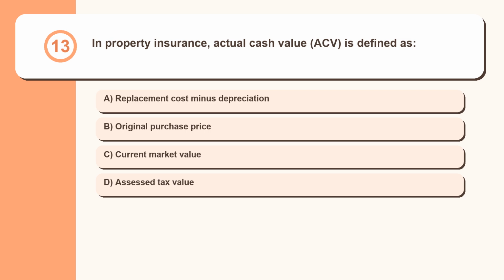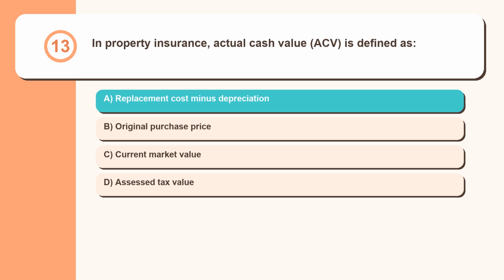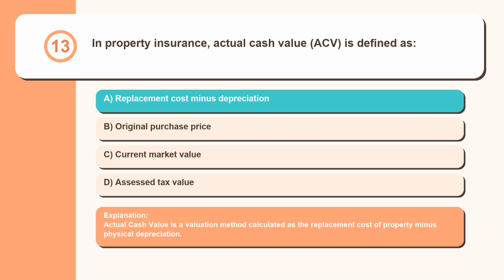Question 13. In property insurance, actual cash value, ACV, is defined as replacement cost minus depreciation, original purchase price, current market value, assessed tax value. Actual cash value is a valuation method calculated as the replacement cost of property minus physical depreciation.